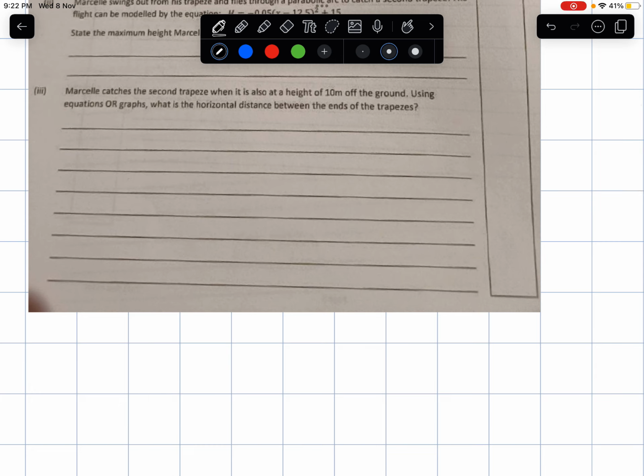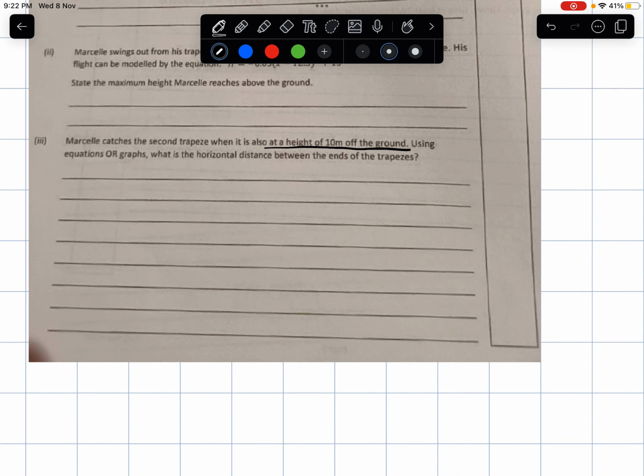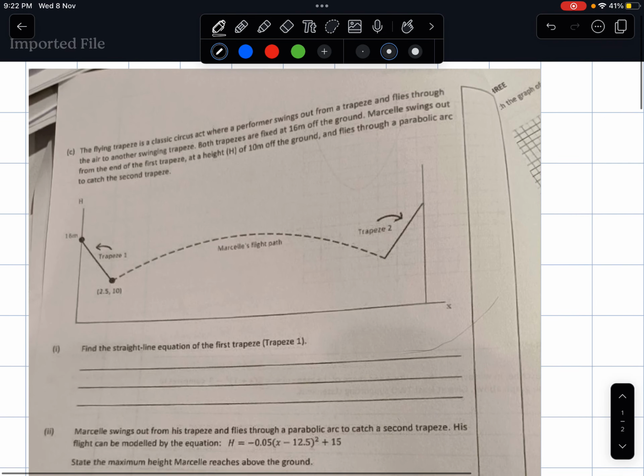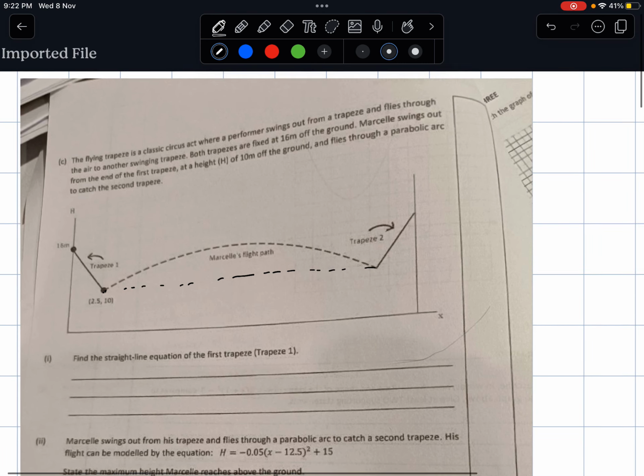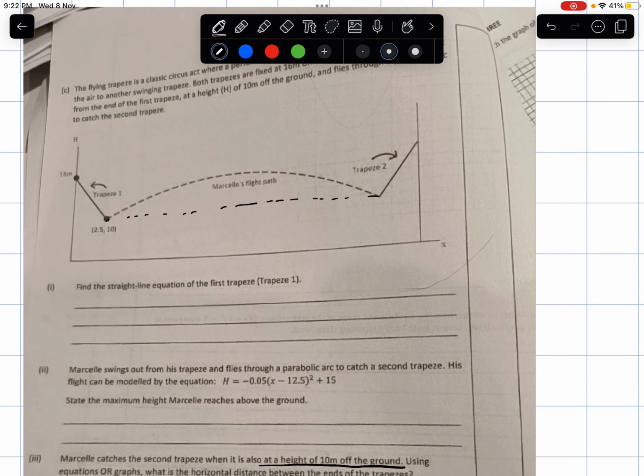So, Marcel catches the second trapeze when it's also at a height of 10 meters off the ground. Using equations or graphs, what is the horizontal distance between the ends of the trapezes? So, it's basically saying this line here is a straight line. Doesn't look like it because the picture's at an angle, but that's a straight line. And the straight line occurs at y equals 10. Alright? And it says we can use whatever method we want.